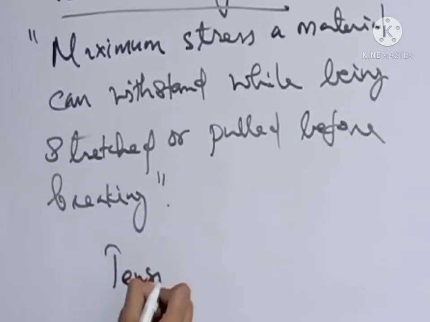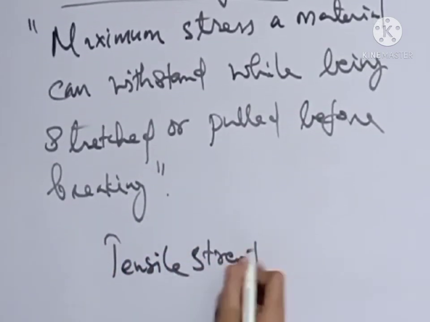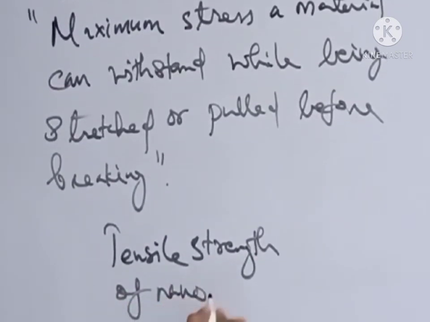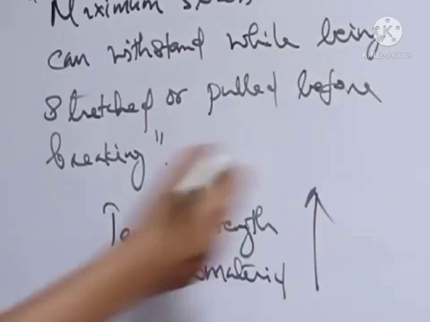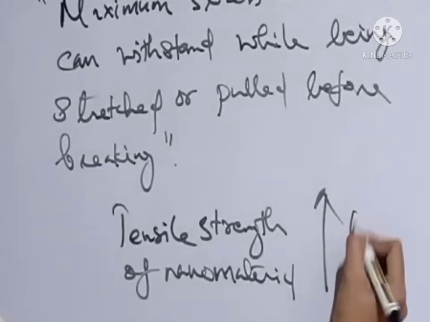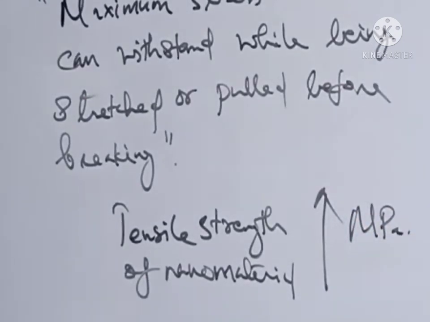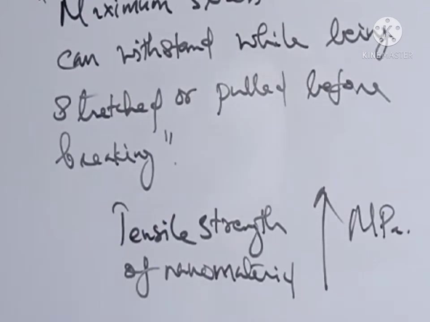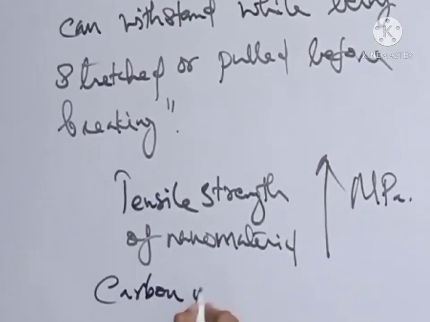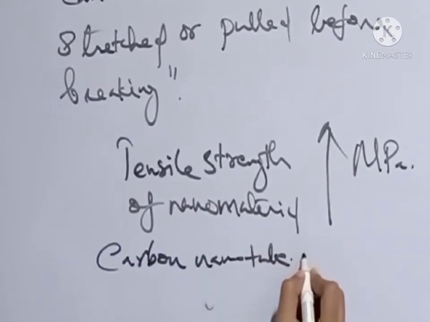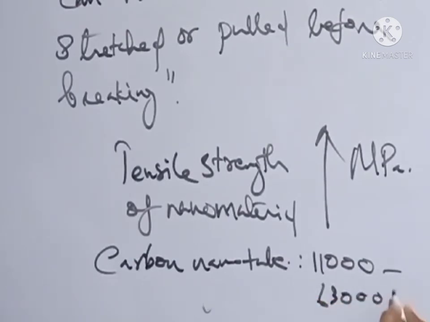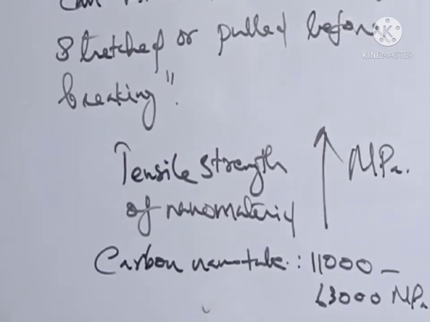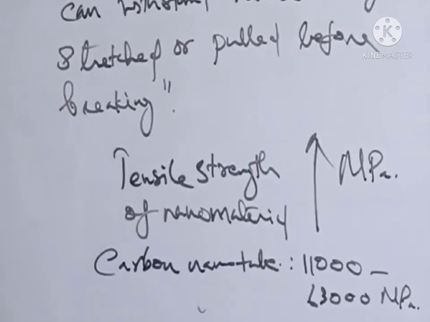Tensile strength of nanomaterials is very high, and it is calculated in the range of megapascals. For example, the tensile strength of carbon nanotube is in the range of 11,000 to 63,000 megapascals. That means the tensile strength of nanomaterials is very high.